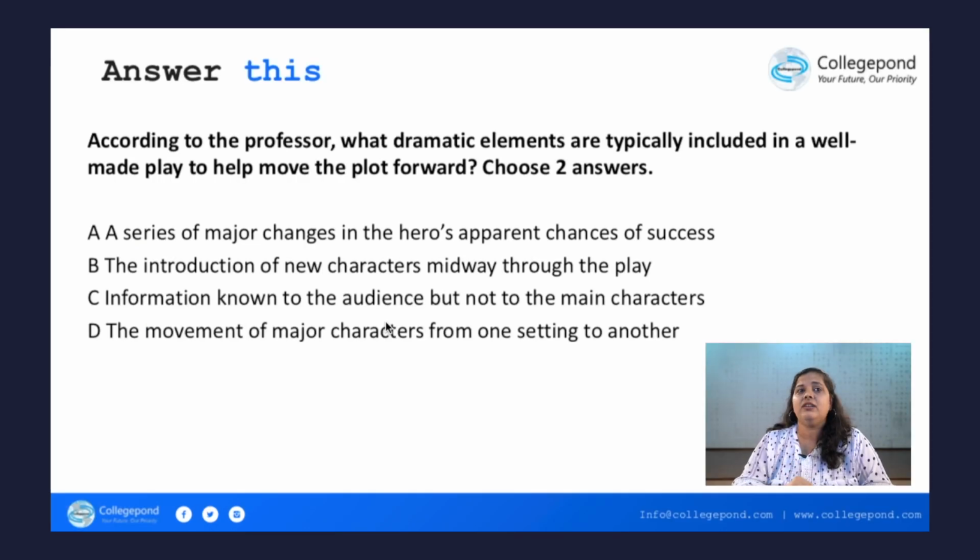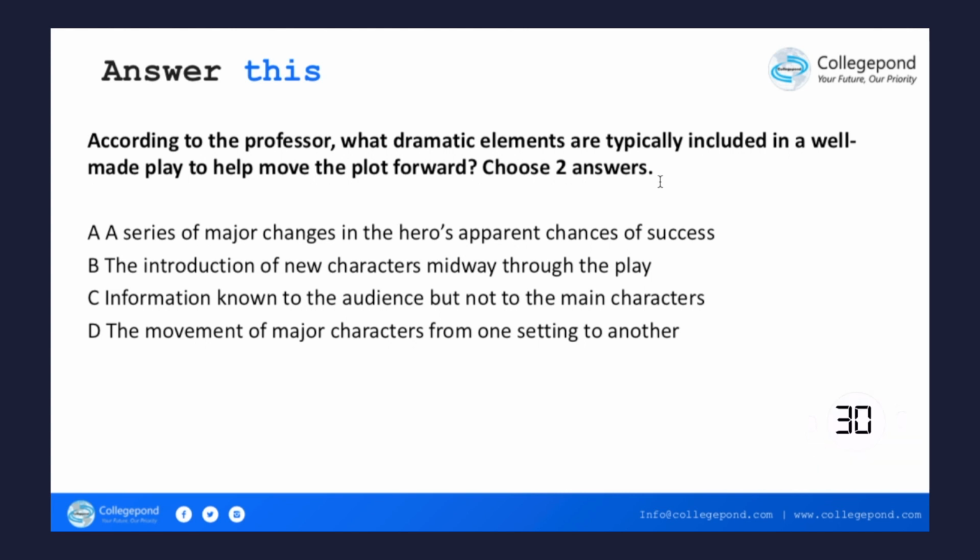Look at the question on the screen. According to the professor, what dramatic elements are typically included in a well-made play to help move the plot forward? You have to choose two answers. I'm going to quickly give you 30 seconds to look at the options and choose the two correct options for this question. Your time starts now.